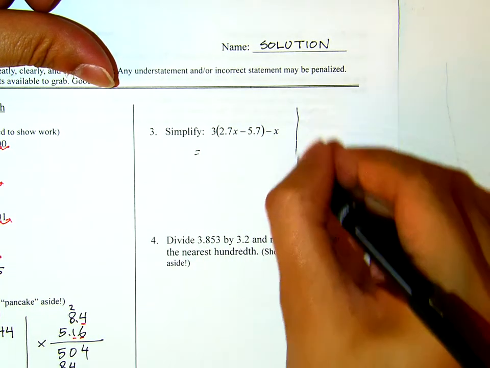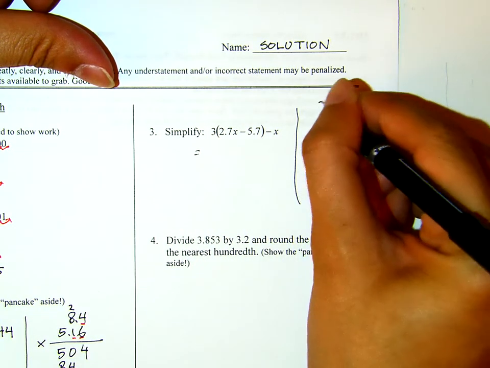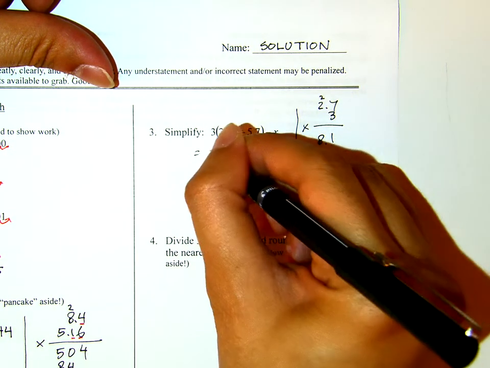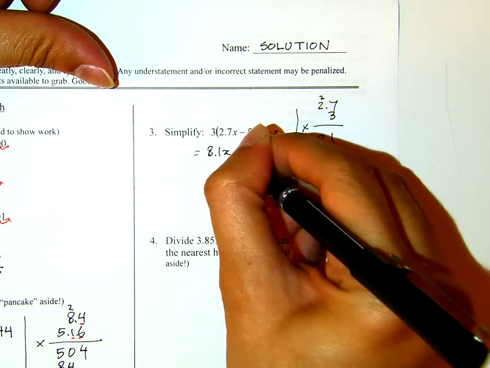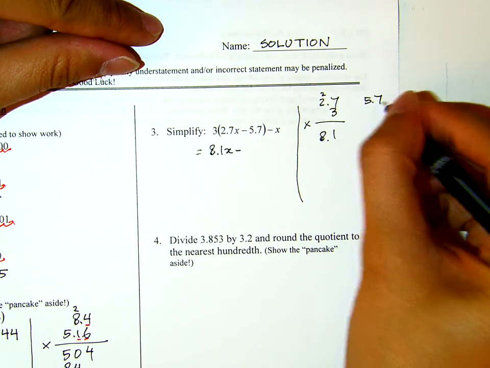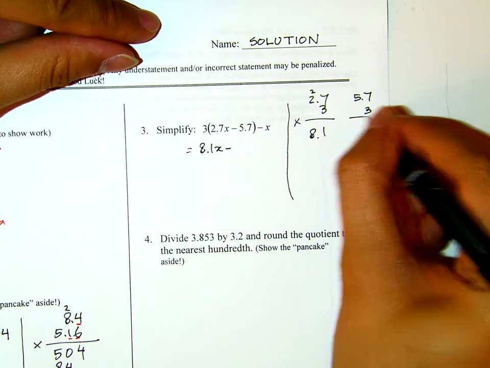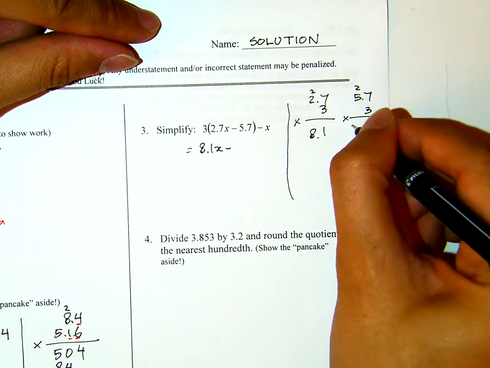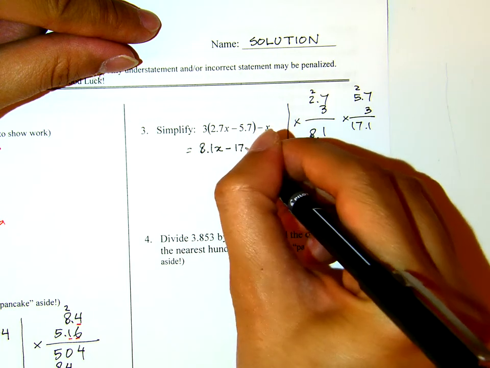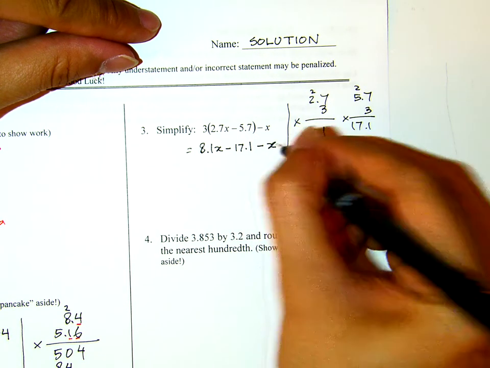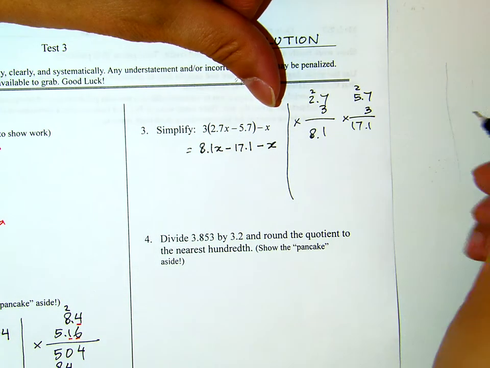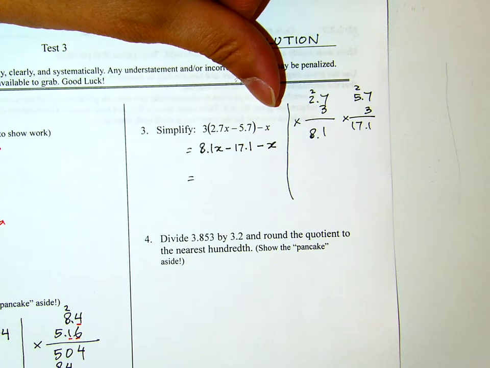Okay, now let's do it. 3 times 2.7, let me do it aside here. 3 times 2.7, that's 8.1, so this is 8.1x minus 3 times negative 5.7, 5.7 times 3, that's 171, 1 decimal place, so this is minus 17.1 minus x. Now this x here is not inside the grouping symbol, right? So it will be standing alone. Now from here I will combine like terms.